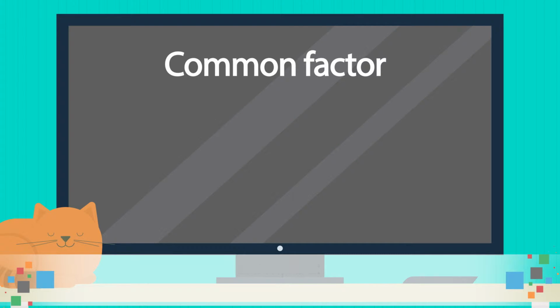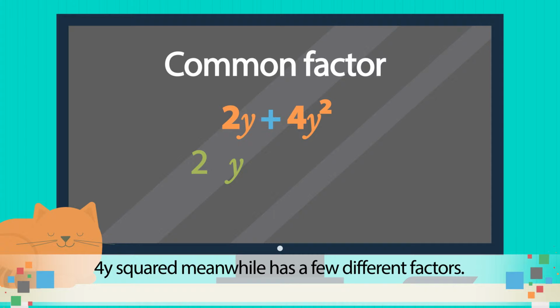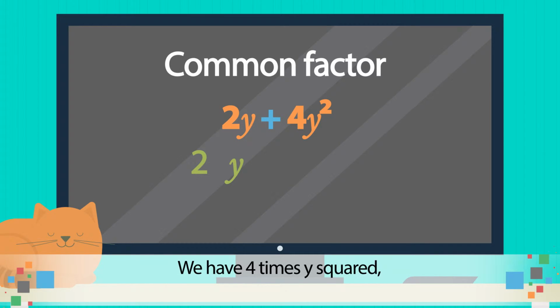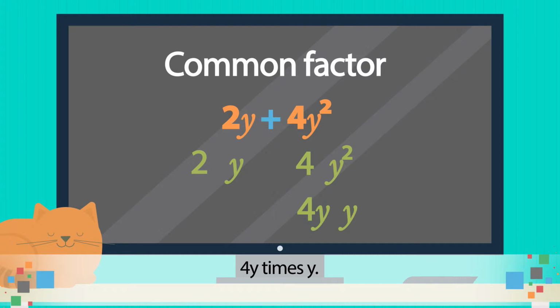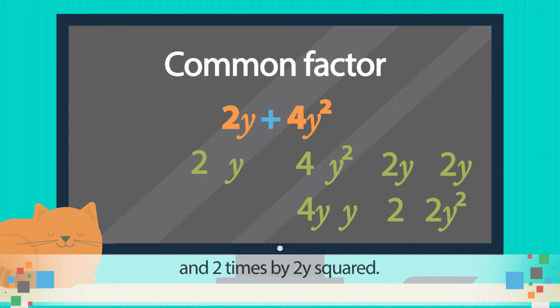Example 2. 2y plus 4y squared. Let's look at the factors here. 2y is 2 times y. 4y squared, meanwhile, has a few different factors. We have 4 times y squared, 4y times y. We also have 2y times 2y, and 2 times 2y squared.